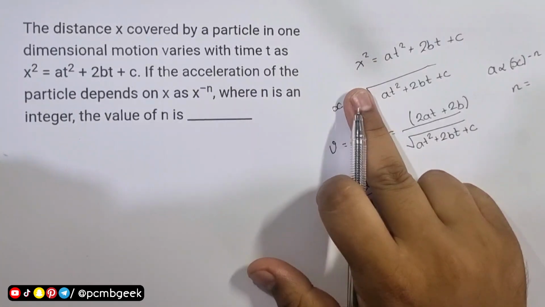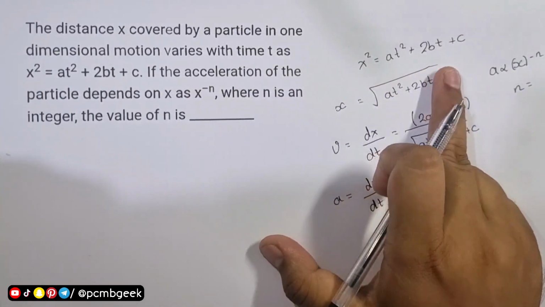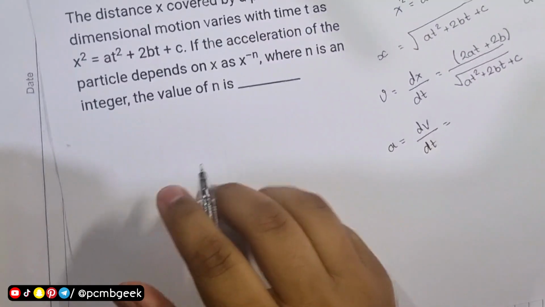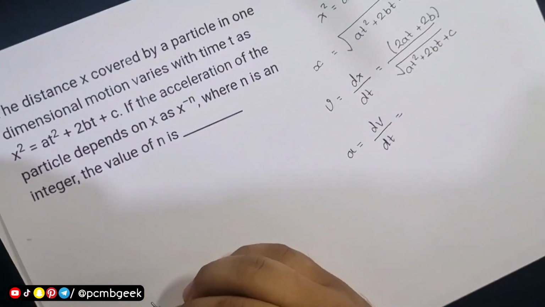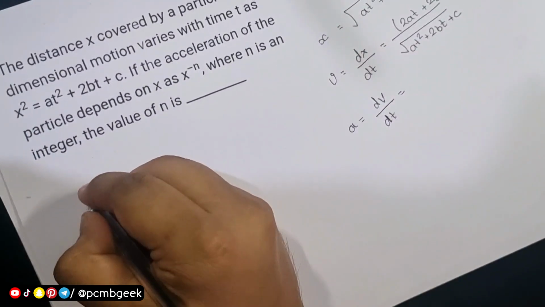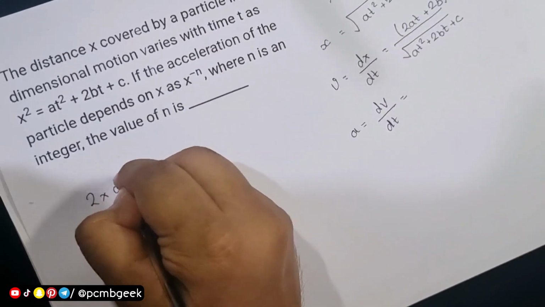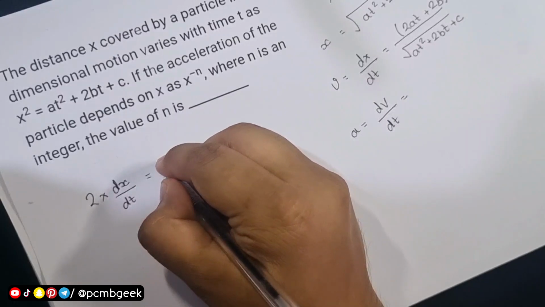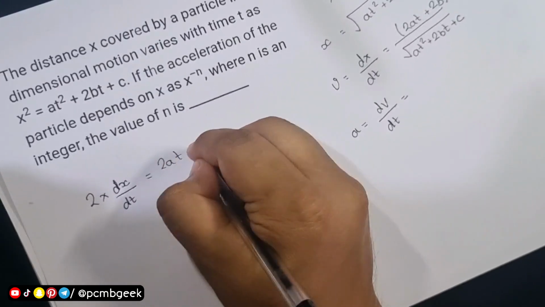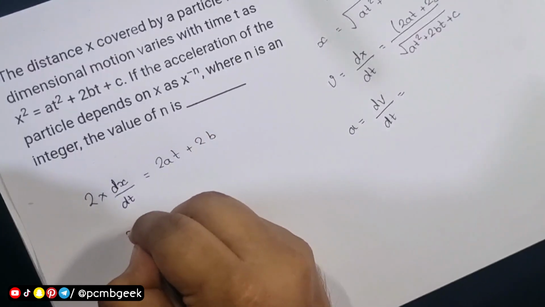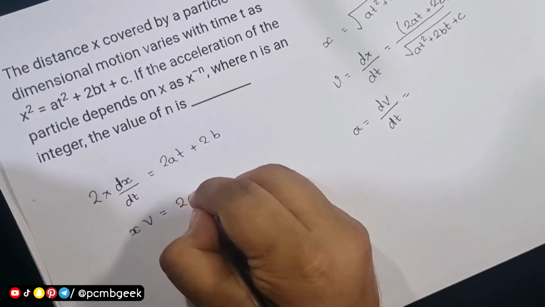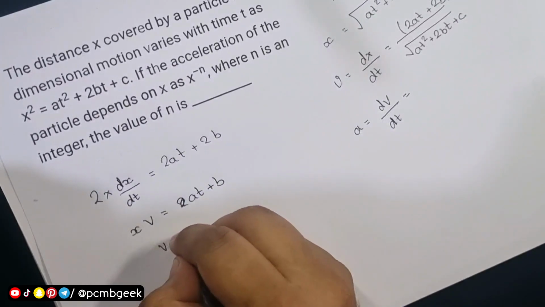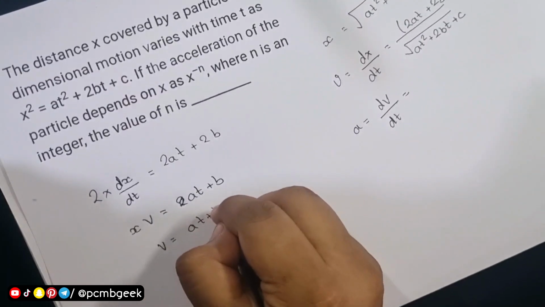We are given x square equals at square plus 2bt plus c, which is the motion of the particle. Now if I differentiate with respect to t, we get 2 times x multiplied by dx by dt, which is nothing but our velocity, equals 2at plus 2b. From this we get xv equals at plus b, that means v equals at plus b divided by x.